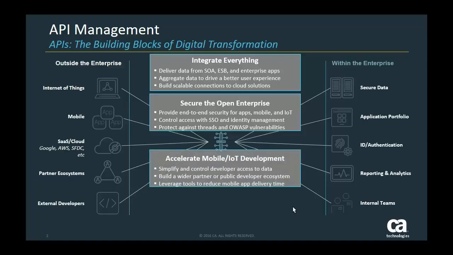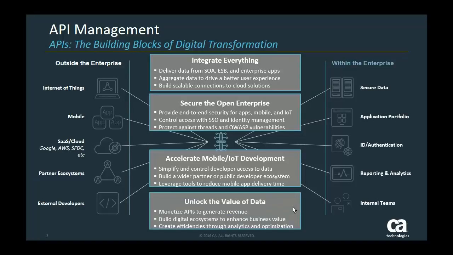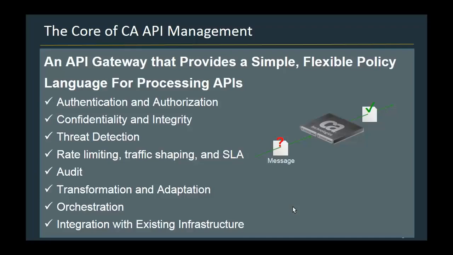We're able to accelerate the development of the external pieces like mobile and IoT. And finally, what all that really means is that we're unlocking all of that value of the internal enterprise data that we have. And again, we're doing it safely and securely. Right? So if you look at this list here, these are all the different benefits that our customers are getting from using the API gateway, the CA API Management gateway.